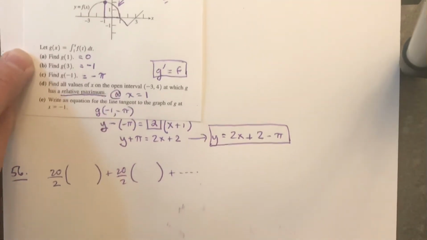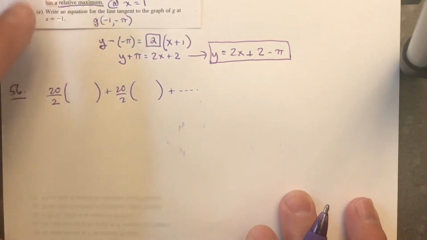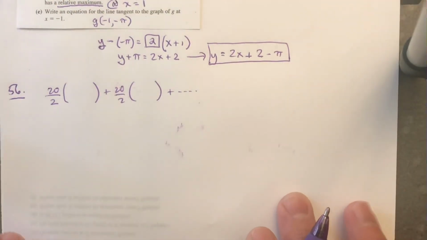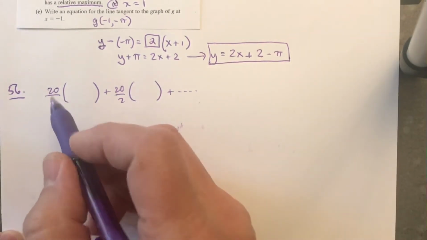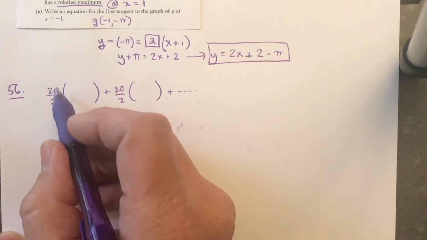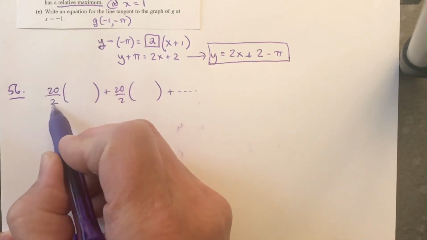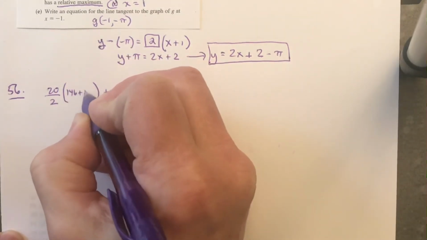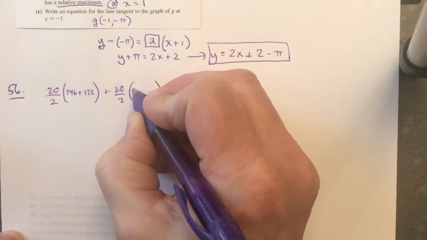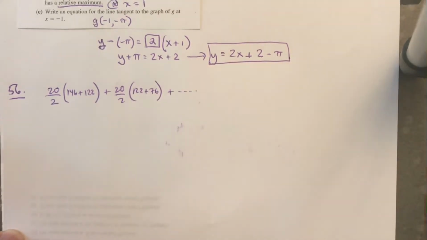Now, in number 56, this is another trapezoid problem, or trapezoidal rule problem, I should say. We're filling a swamp, and the horizontal spacing they told us was 20. So I'm going to take 20 divided by 2. And the first one would be 146, and then 122. The next one would be 122 and 76, and so forth.